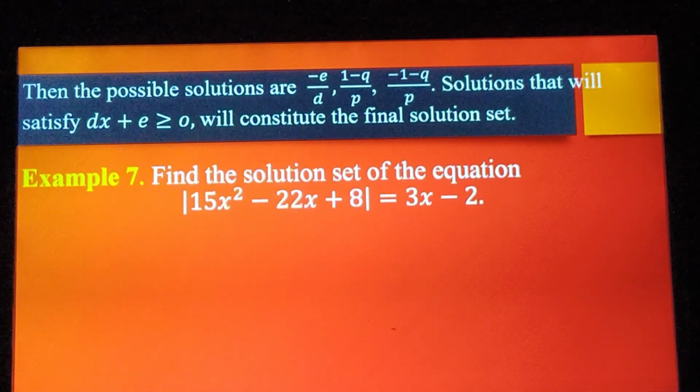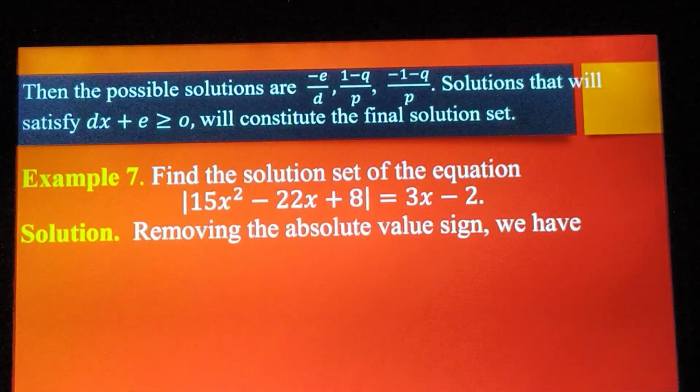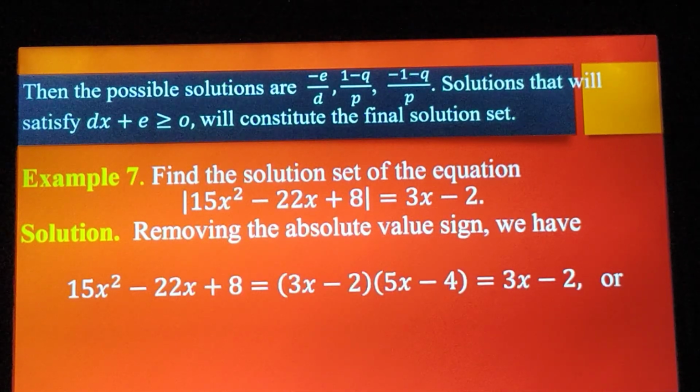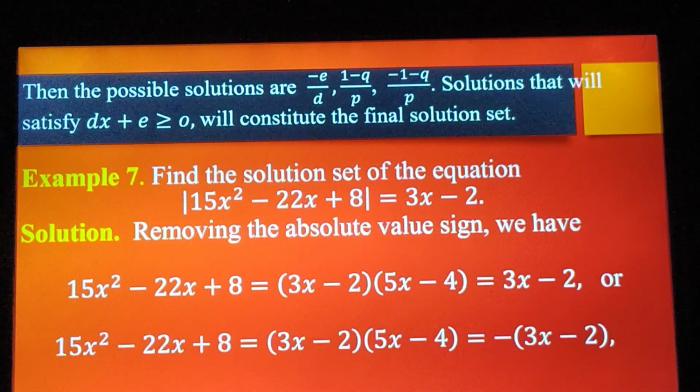Example number 7, find the solution set of the equation absolute value of 15x squared minus 22x plus 8 equals 3x minus 2. So, removing the absolute value sign, we have 15x squared minus 22x plus 8 equals 3x minus 2, or the other one, 15x squared minus 22x plus 8 equals negative of the quantity 3x minus 2.